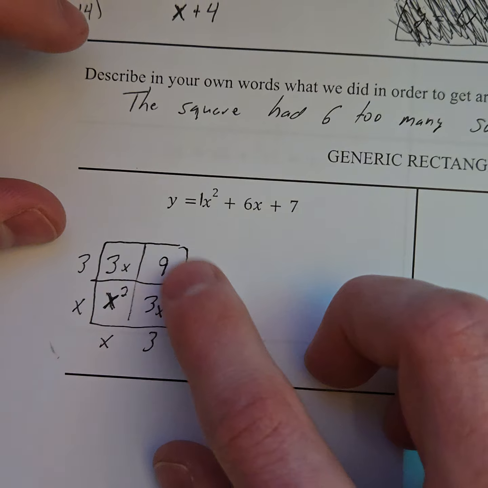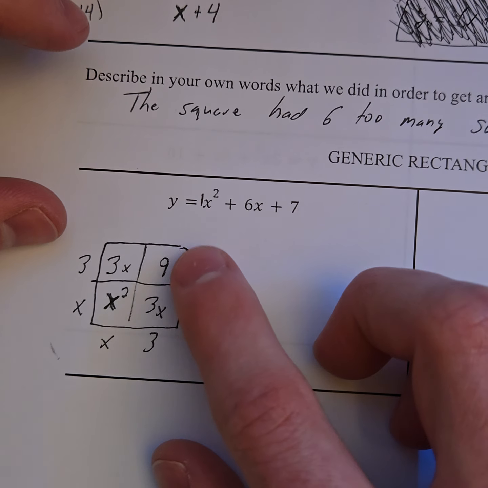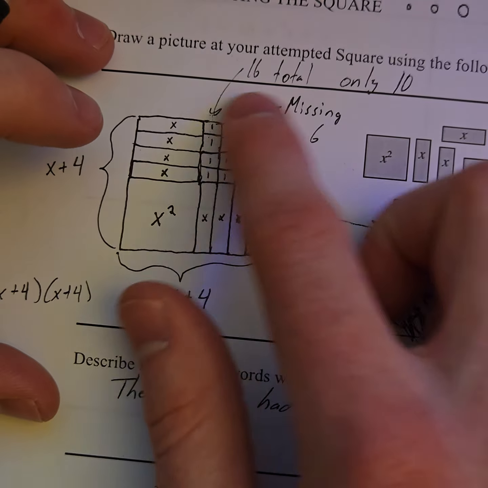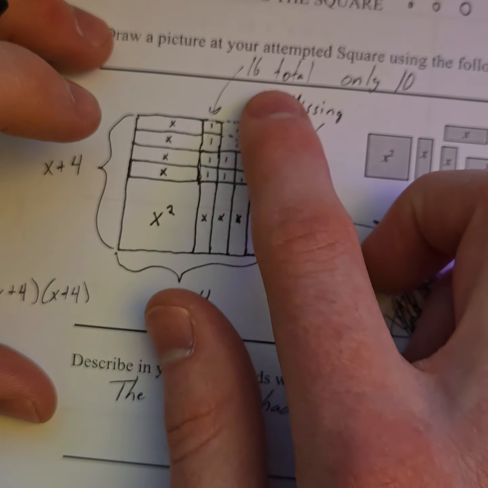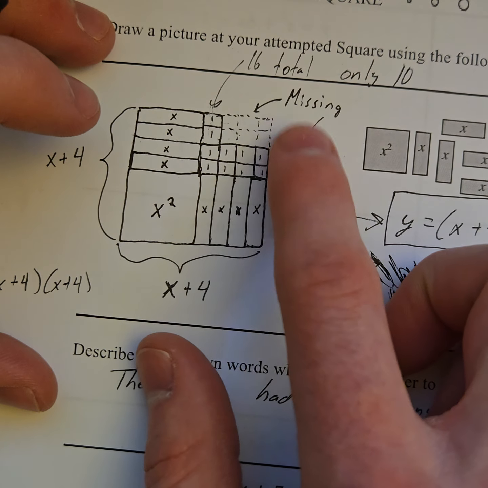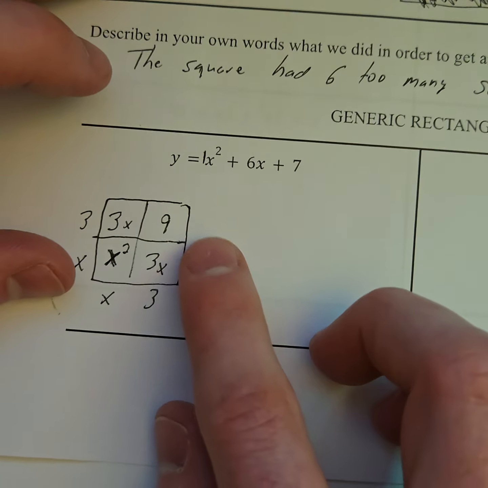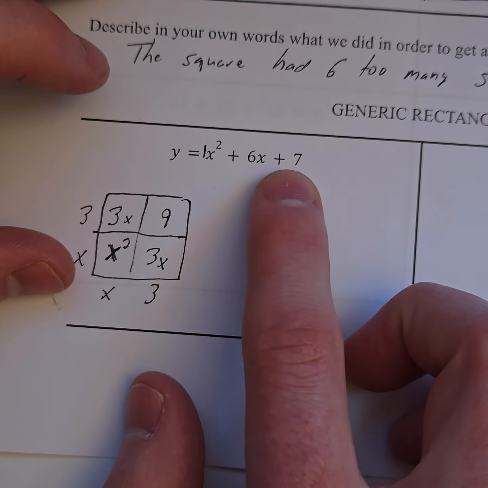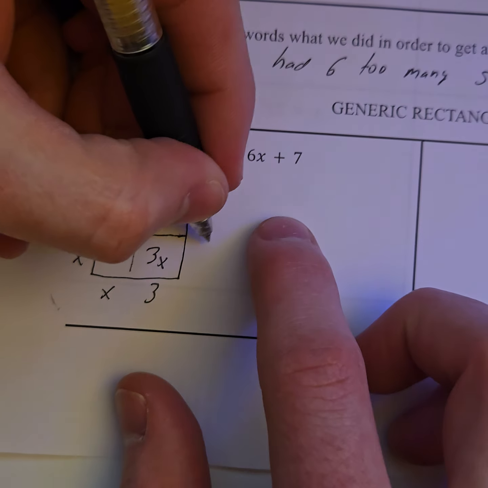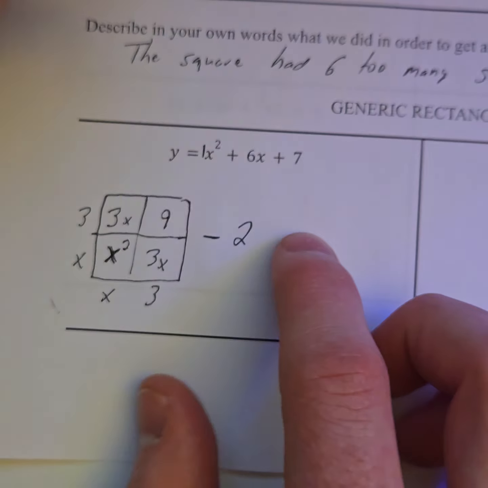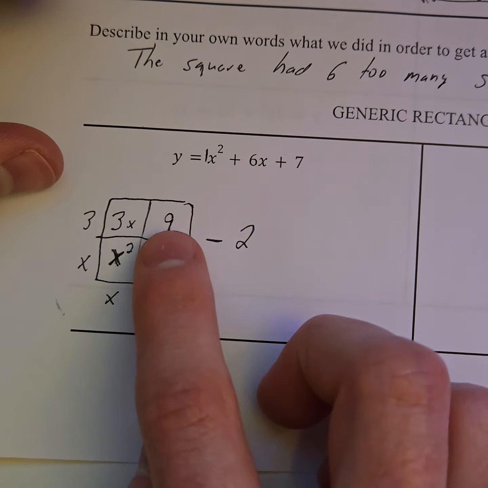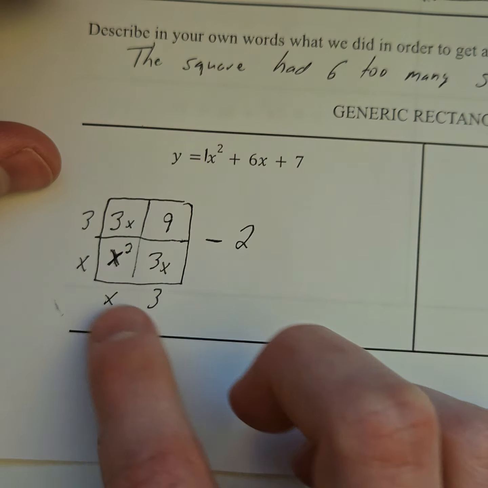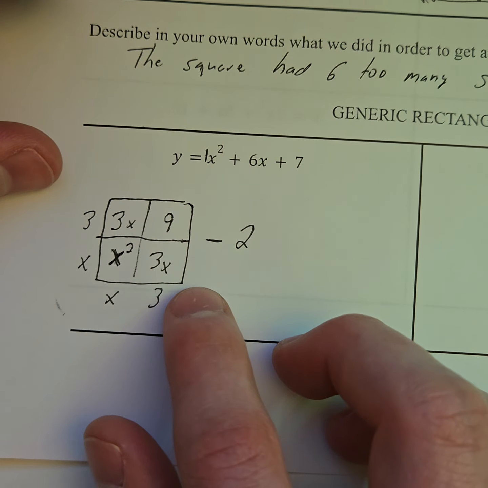Now what I do is I look at this number and I think, do I have too many or do I have too little? In this problem up here, we had too many. We had 16, but we only needed 10, so we had to subtract 6. We've got the same thing going on here. We have 9, that's too many, we need 7. So on the outside of the box, I'm going to put a big -2 to remind me that I need to get back down to 7. So now you have completed the square.